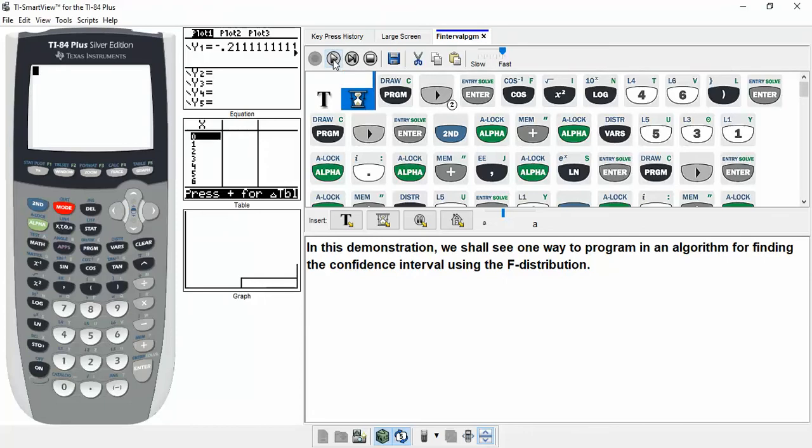In this demonstration, we shall see one way to program an algorithm for finding the confidence interval using the F distribution. Now, this particular confidence interval will be for the ratio of variances. So we're going to go ahead and do program. We'll go over to new, and we will type in FINTVL for F interval.